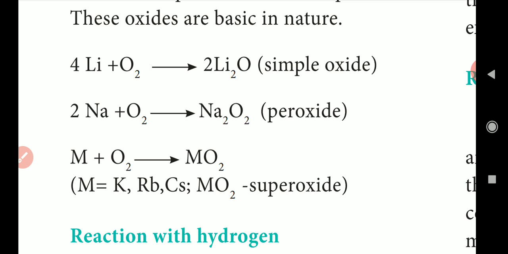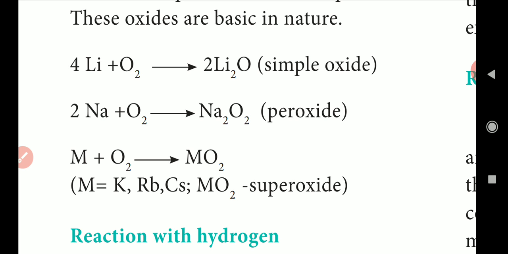How can they ask these questions? Listen here. Which among the following is a superoxide? Which is a monoxide? Li2O, Na2O, K2O, Rb2O, Cs2O are all monoxides. Na2O2, K2O2, Rb2O2, Cs2O2 are all peroxides. The superoxides are KO2, RbO2, CsO2.